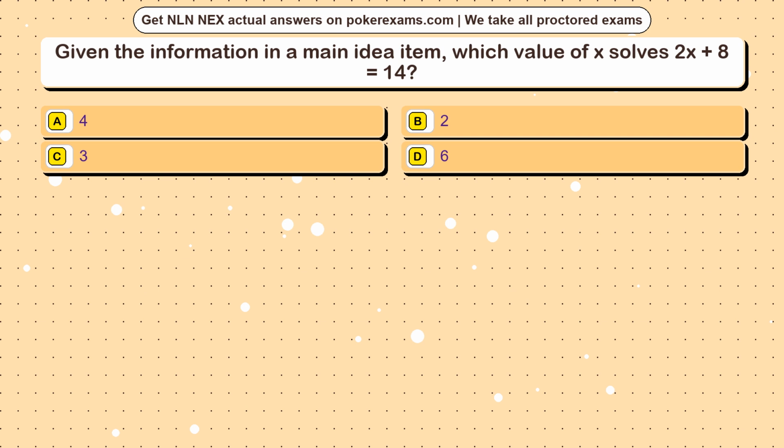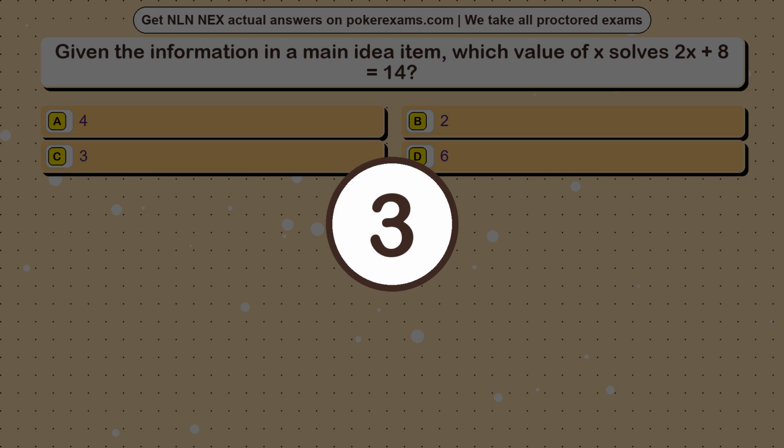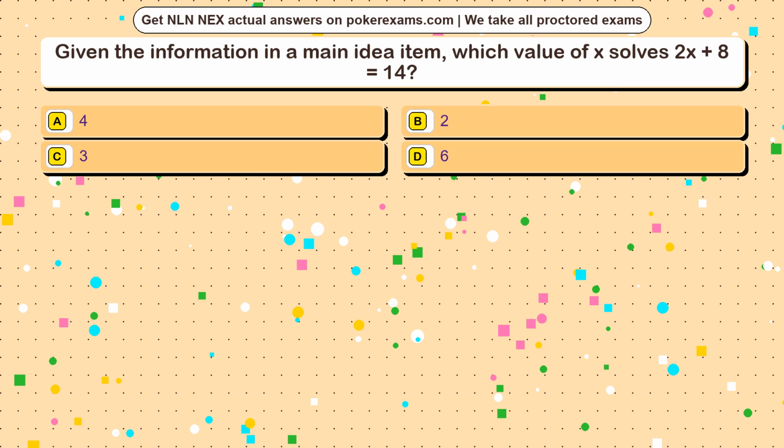Question 6. Given the information in a main idea item, which value of x solves 2x + 8 = 14? Option A, 4. Option B, 2. Option C, 3. Option D, 6. The correct answer is option.